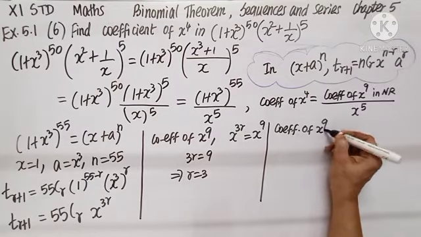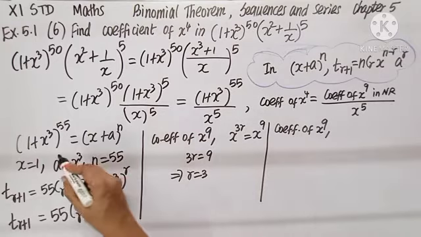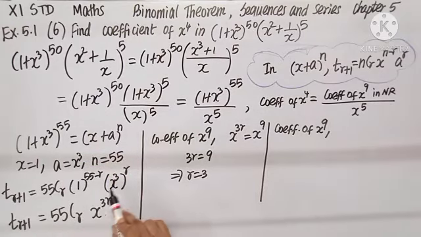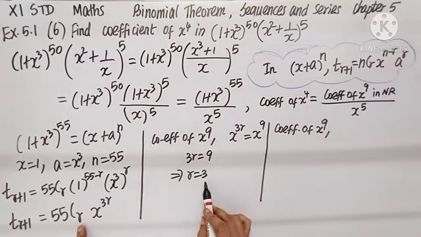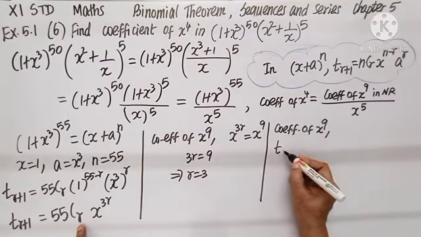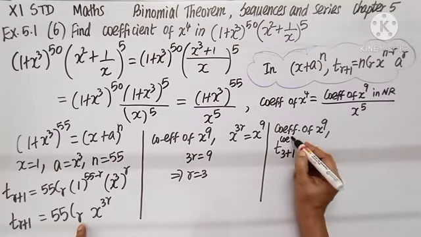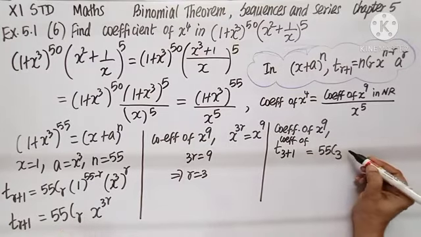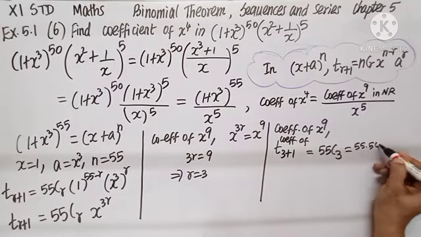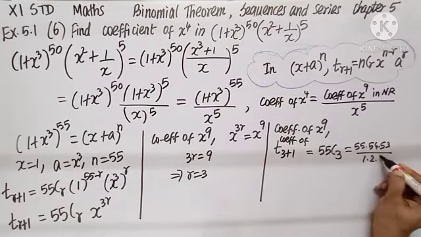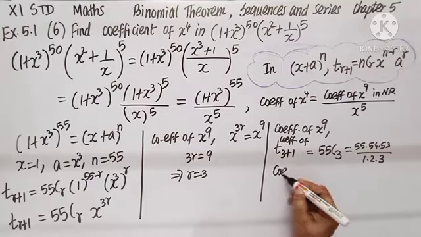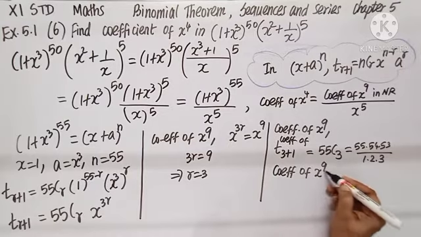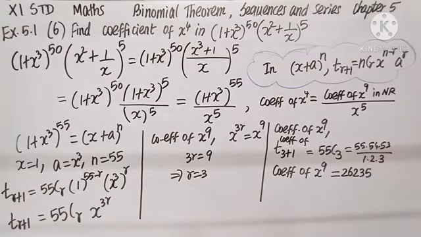The coefficient of x power 9 is, in the given general term, wherever r is coming, put 3. So, I have T 3 plus 1. The coefficient of T 3 plus 1 is 55C3. What is 55C3? 55, 54, 53 by 1 into 2 into 3. As I simplify, I get the coefficient of x power 9. We get 26,235. So what is my question?